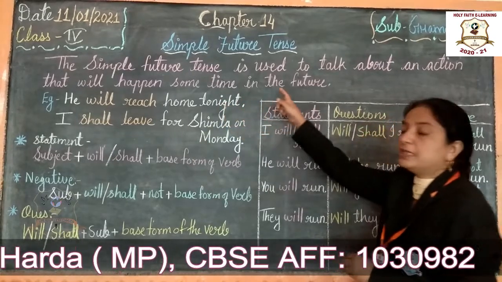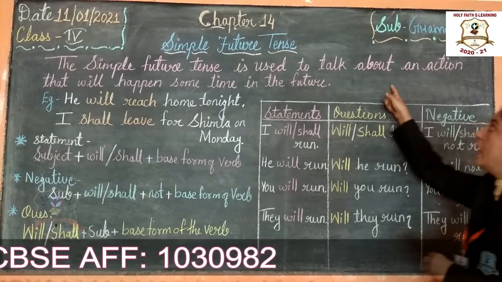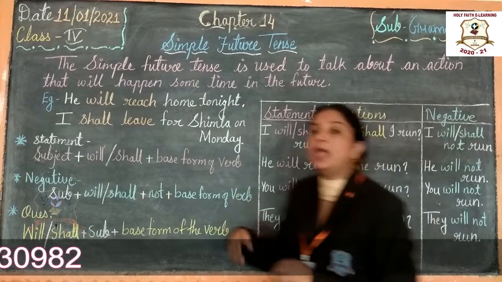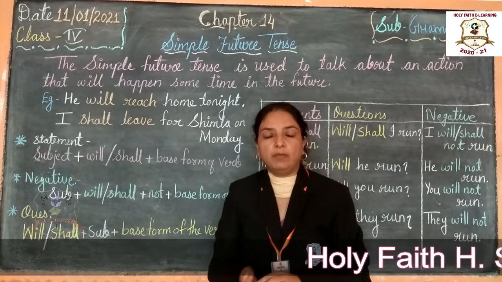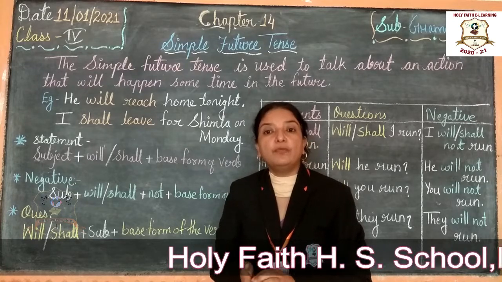Let us revise once again. Simple future tense is used to talk about an action that will happen sometime in the future. जो future में होने वाला है, that is called simple future tense.